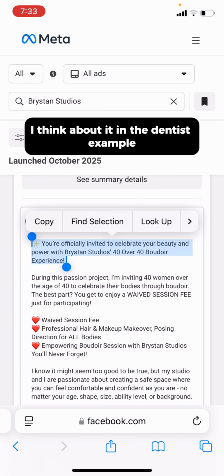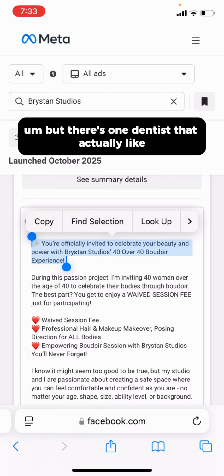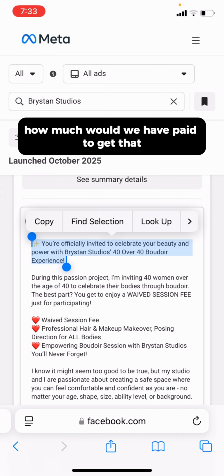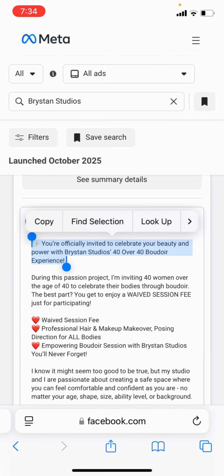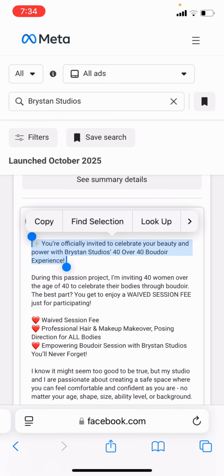Think about it. In the dentist example, if all the dentists in our city just did 6-month checkups and that's it, nothing else. But there's one dentist that actually solves tooth pain. How much would we have paid to get that 7:15 a.m. appointment the next morning for the one dentist that solves tooth pain? We would have paid a ton because there would have been a market of one only speaking to the pain we were dealing with.